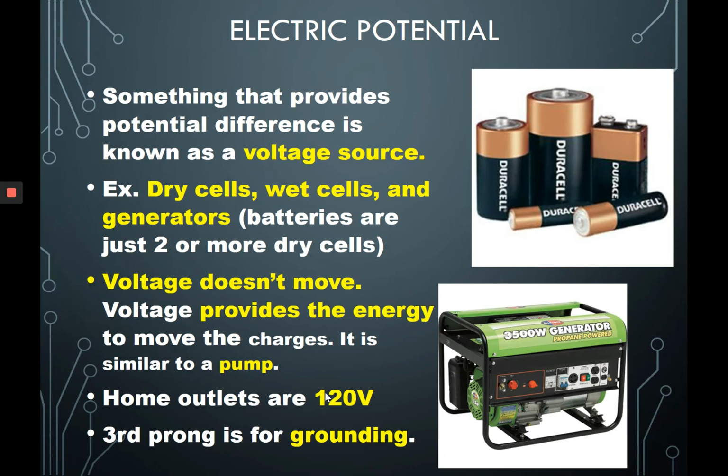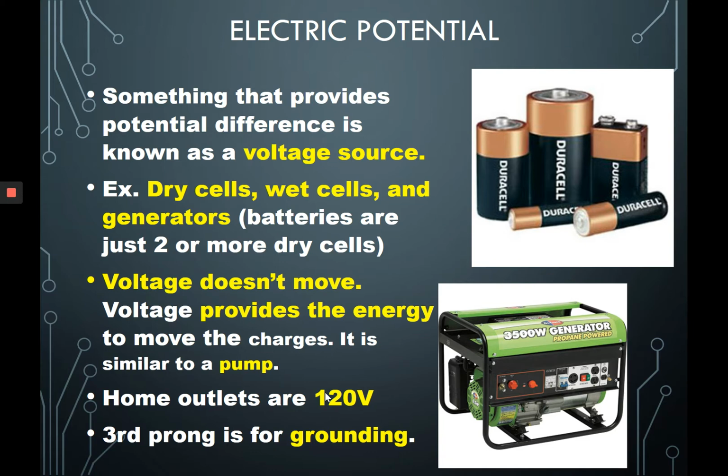Now, there are several sources of that electric potential energy. One of those would be batteries, and an electric generator is another good example of an electrical source. What it does is act as a pump. It basically provides the energy. It takes the chemical energy in the battery and converts it into electrical energy, and each charge gets a certain amount of that to make it move.